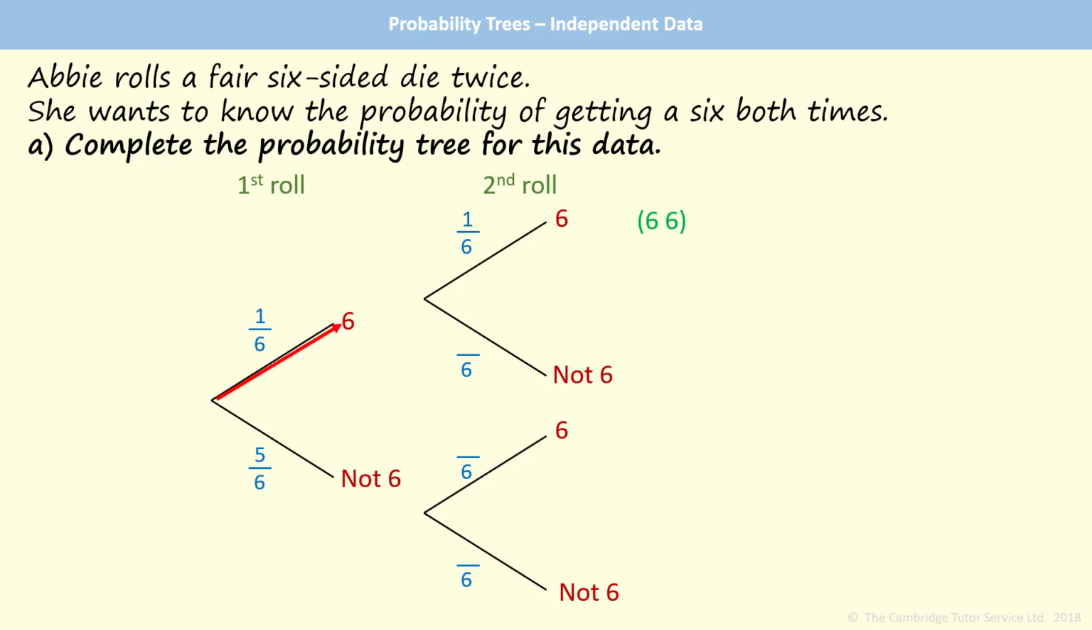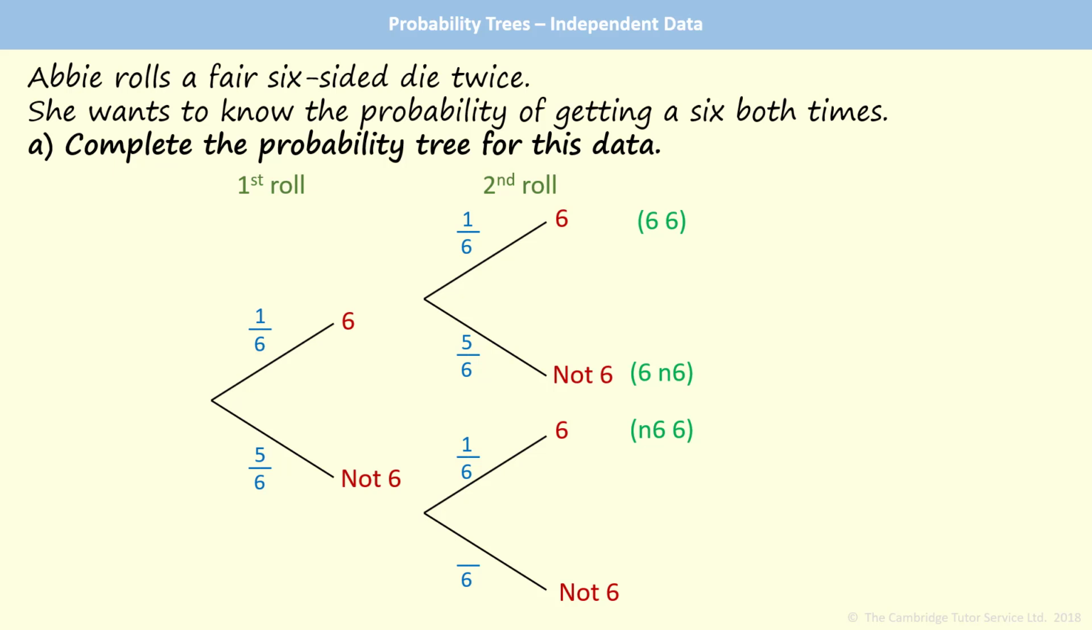If, having thrown a 6 the first time, Abby then throws the second time but doesn't get a 6, the probability here of not getting a 6 is again 5 out of 6, and we call that one 6, not 6. If on the first roll of the die, Abby doesn't get a 6, that's 5 out of 6. But then on the second she does get a 6, that's 1 out of 6. And we're going to call that one not 6, 6.